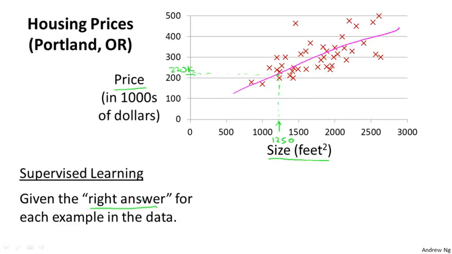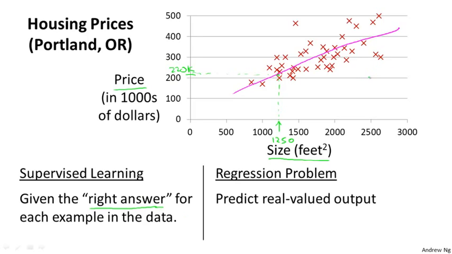for each of our examples. Namely, we're told what was the actual house, what was the actual price that each of the houses in our data set was sold for. And moreover, this is an example of a regression problem where the term regression refers to the fact that we're predicting a real value output, namely the price.